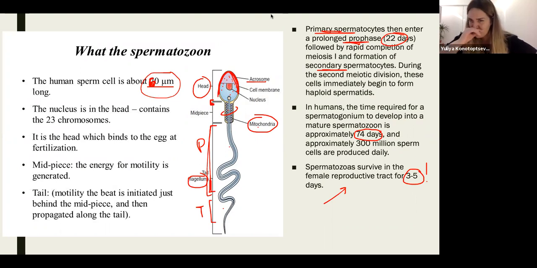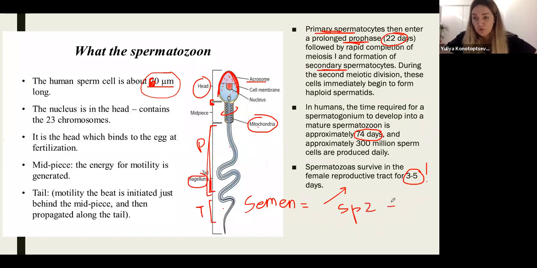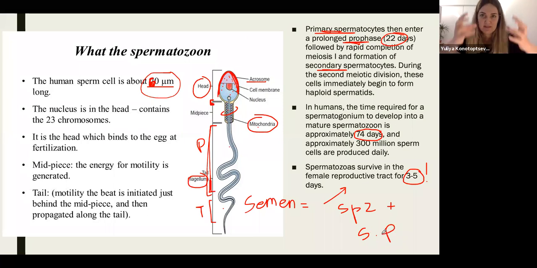I think it's important to mention this. The fluid that the man ejaculates is called semen. What does the semen consist of? Well, of course, spermatozoa, but also seminal plasma. The fluid itself, the liquidy part of the semen, is known as the seminal plasma.